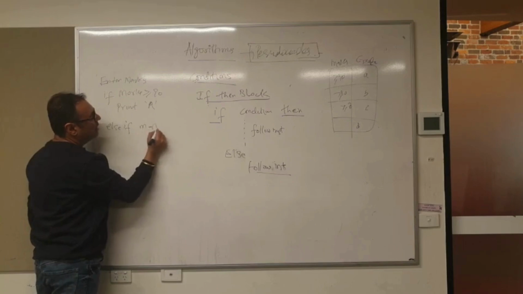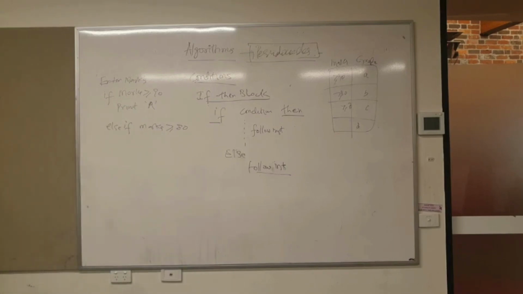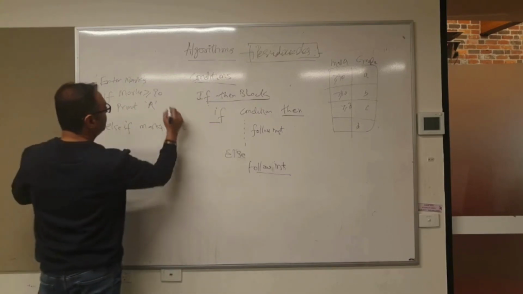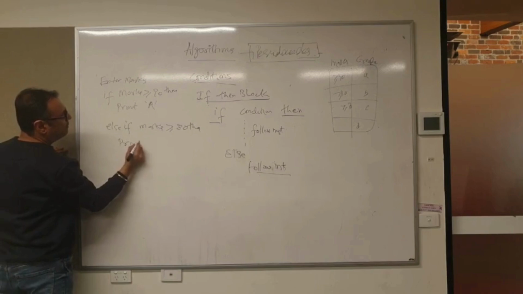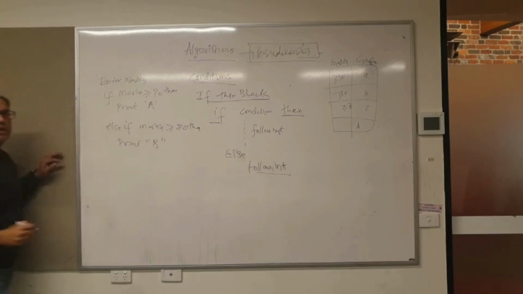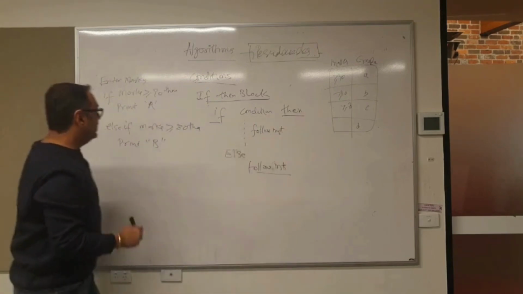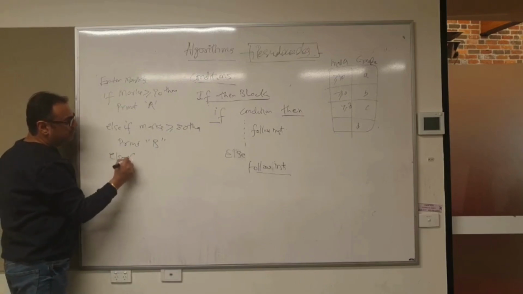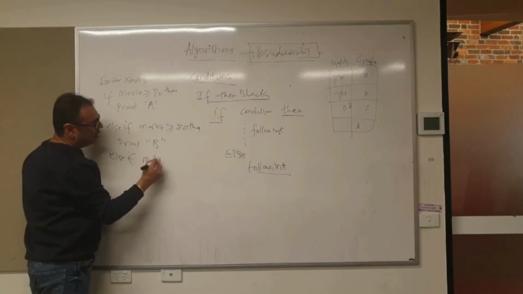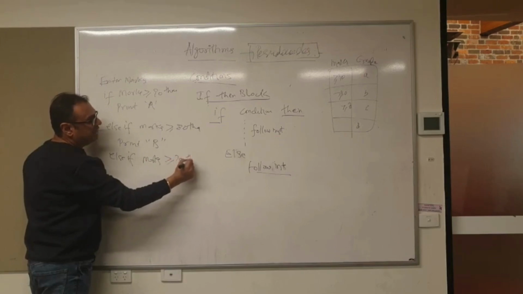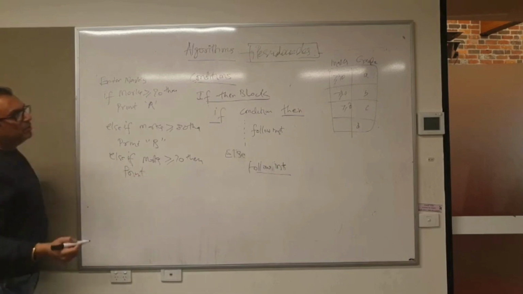marks are greater than 80, then, now listen, there's a then here, print B. I've got a third condition now, and I say else if marks greater than 70, then print what? C.